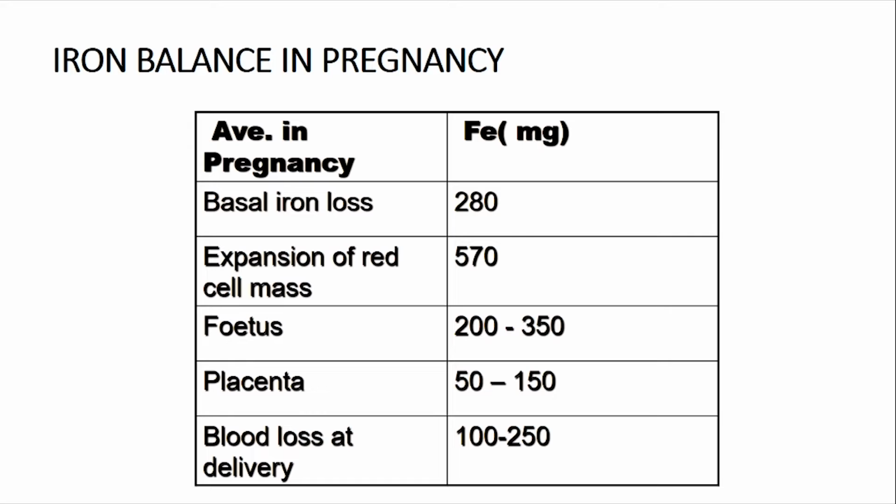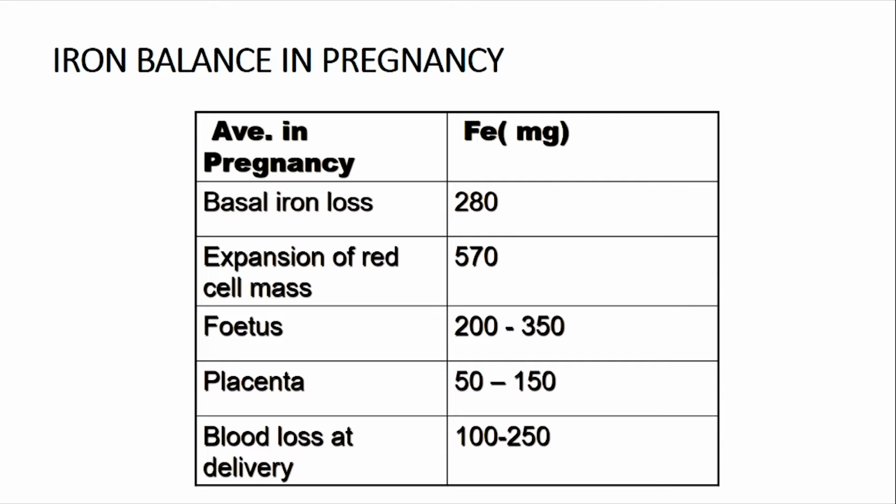Then during pregnancy, it has been found that iron is needed in various ways. For example, for basal iron loss, about 280 milligrams of iron is lost, while for expansion of red blood cell mass, about 570 milligrams of iron is needed.